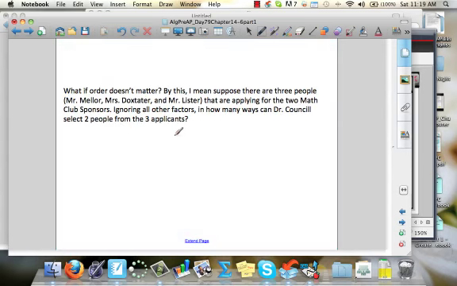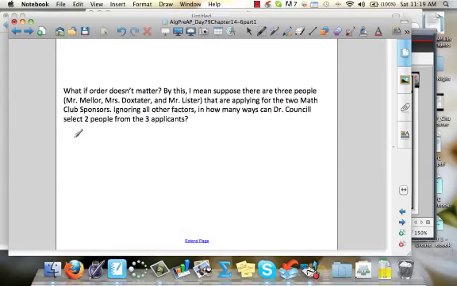But what if order doesn't matter? What I mean by this is, suppose there are 3 people, we'll call them Mr. Meller, Mrs. Doxtator, and Mr. Lister, that are applying for the 2 math club sponsors. Ignoring all other factors, in how many ways can Dr. Council select 2 people from the 3 applicants?